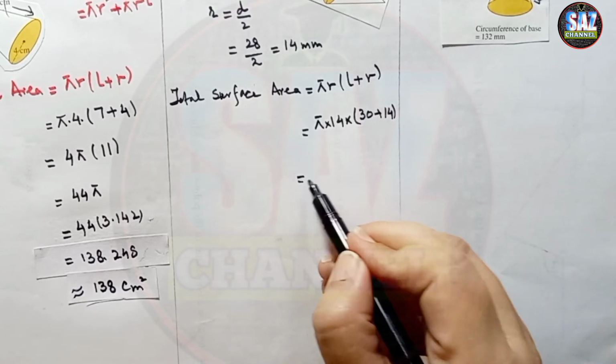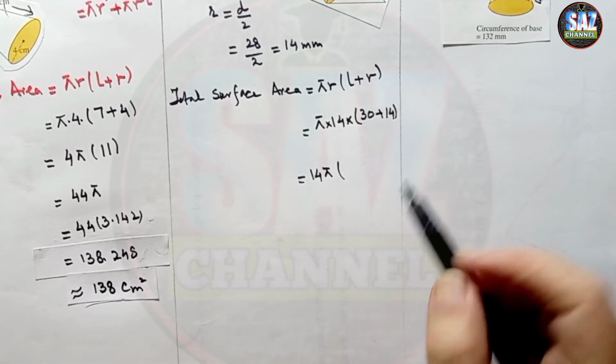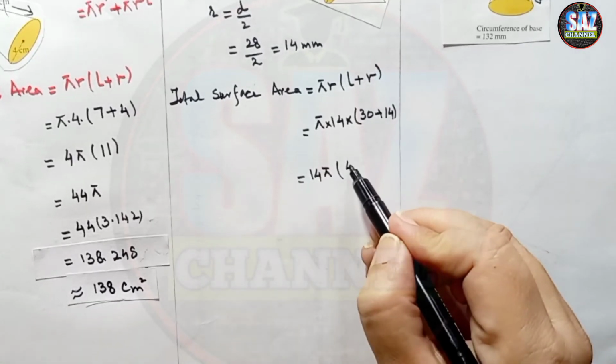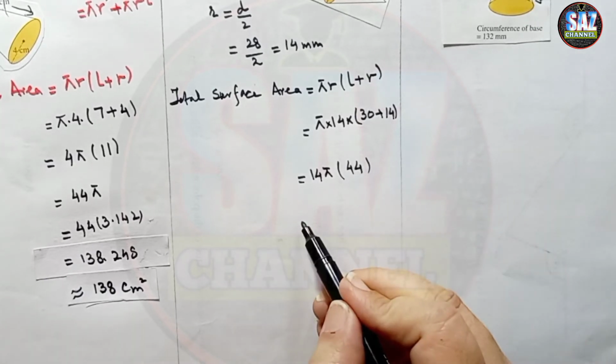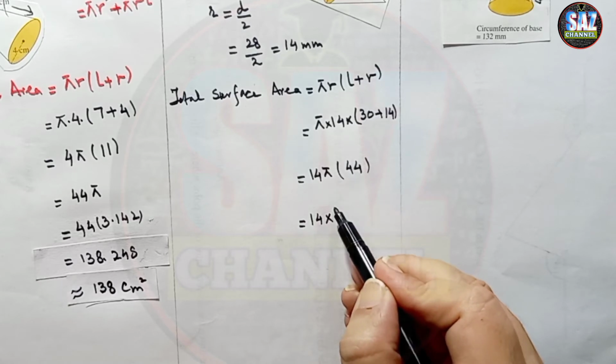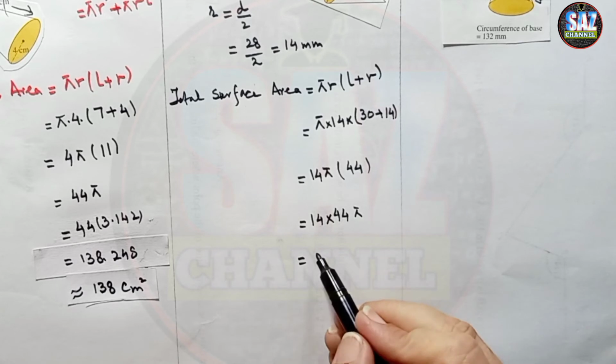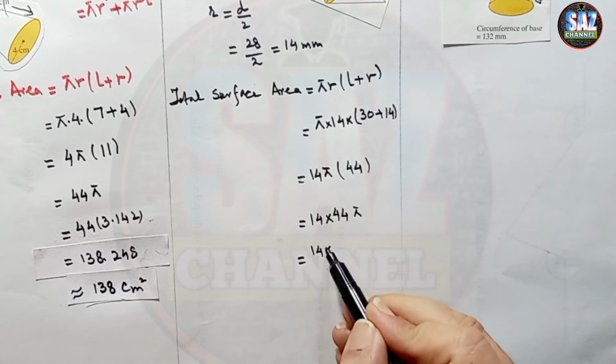Now what I have to do is write 14 pi into 30 plus 14, which is 44, since 30 plus 14 is 44. Now preferably I have to write 14 multiplied by 44 and multiplied by pi, and now I have to write the value of pi.